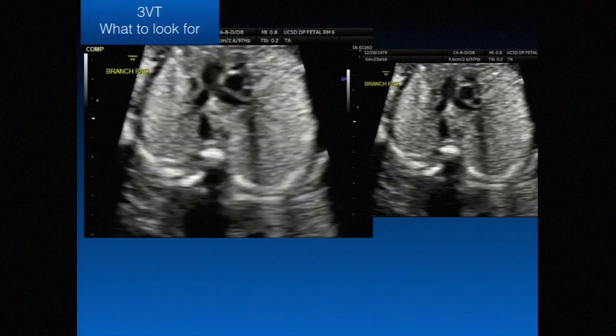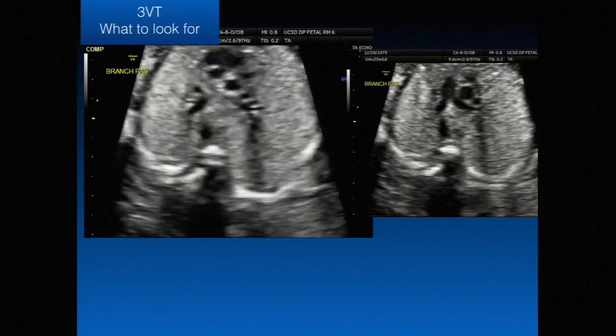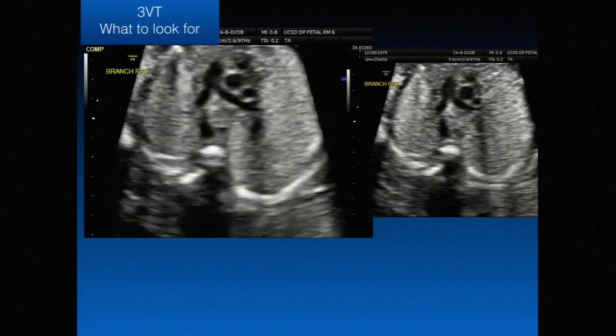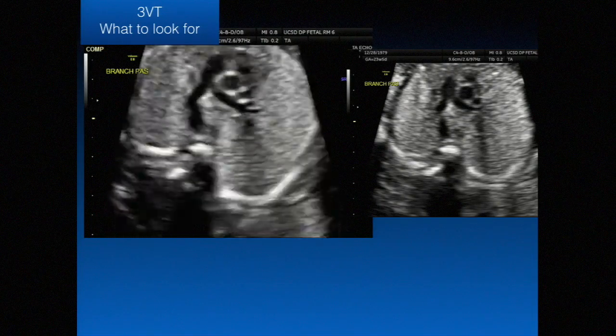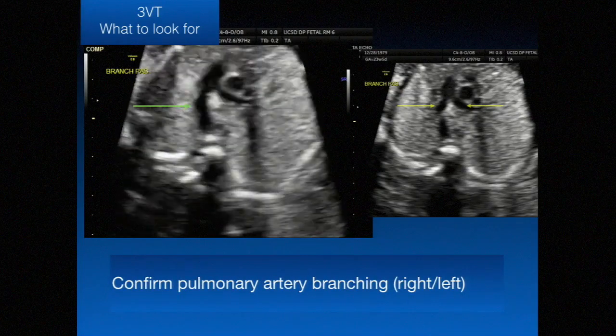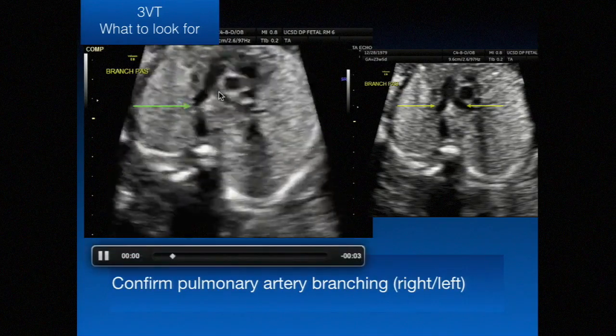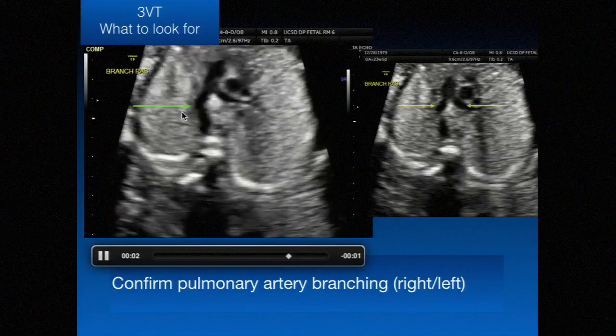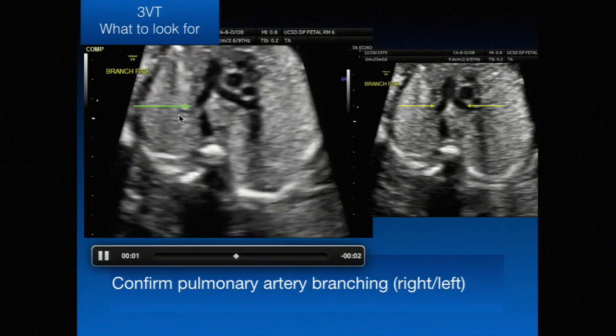This is the view that I use to confirm the branching pattern, so you should be making sure that the left and right pulmonary branches are confluent. And you can see that as they're branching, they're tapering off and going into the lungs.